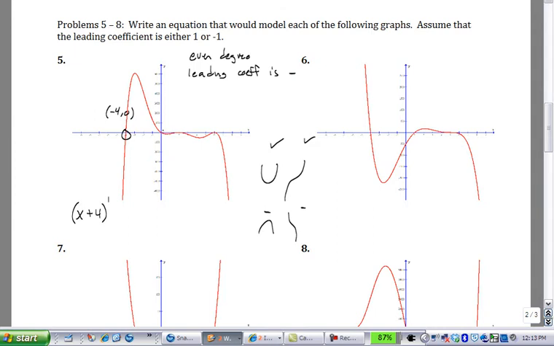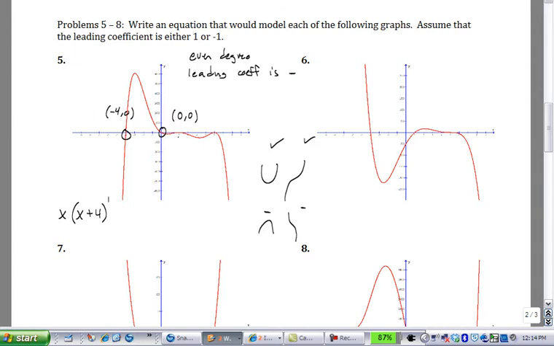Okay, the next one is right here. So what's that point? 0, 0. So what's the factor associated with that 0? Yeah, x plus 0. I want to put it out front, and instead of x plus 0, I'm just going to write it as x. Is that an even or an odd multiplicity? Odd, good, it passes through.